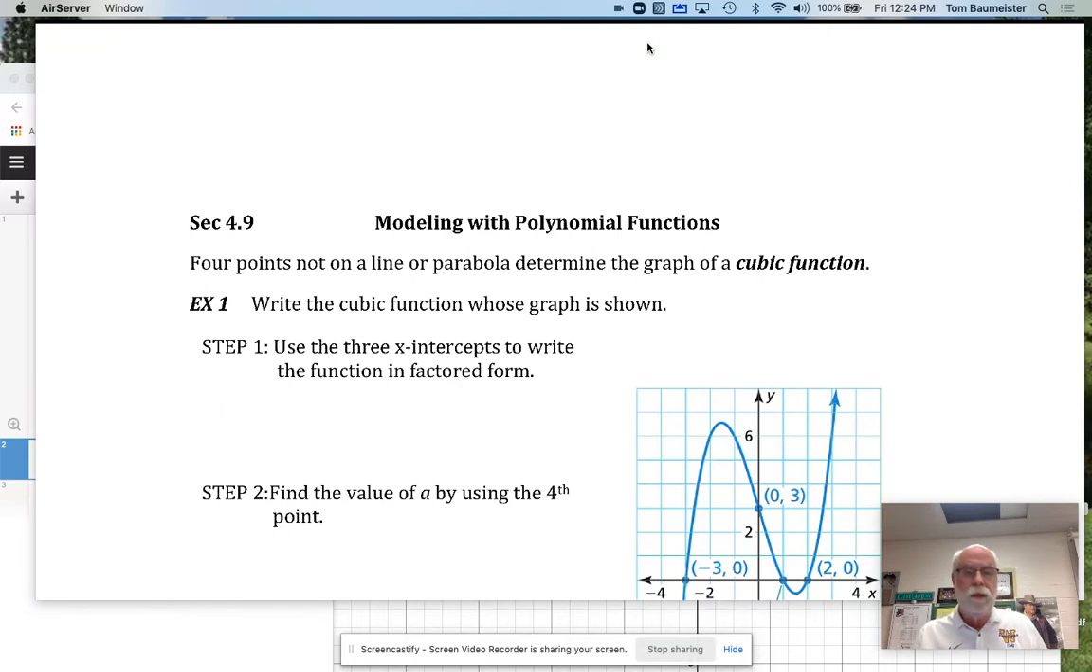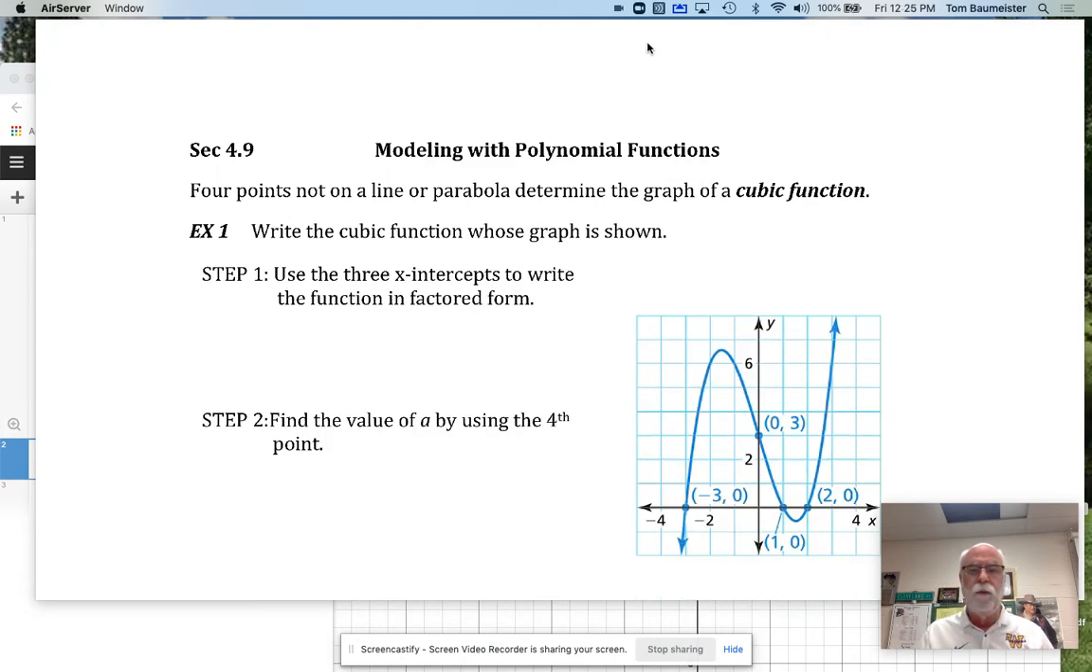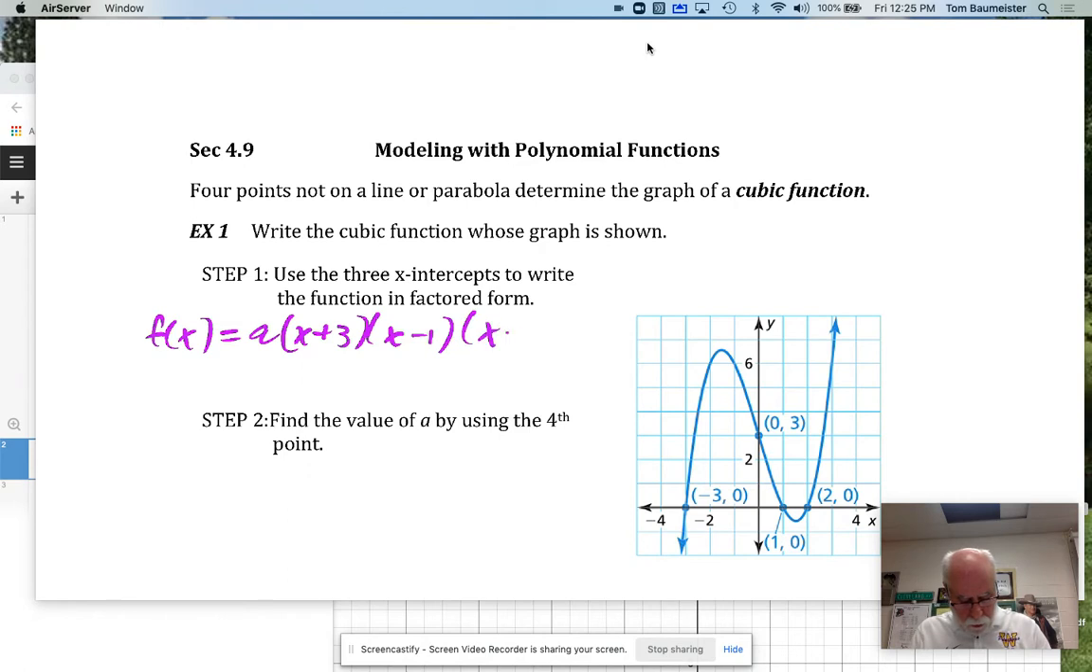So again, we've done stuff like this before, ladies and gentlemen. So remember, it's the intercept form. We've done it with the parabola when we had 2 points and a point not on the x-axis. So remember, we can write this as f of x is equal to a, and then remember, we are taking the opposite of those because we're writing it in intercept form. So that'll be a times x plus 3, and then x minus 1 and x minus 2.